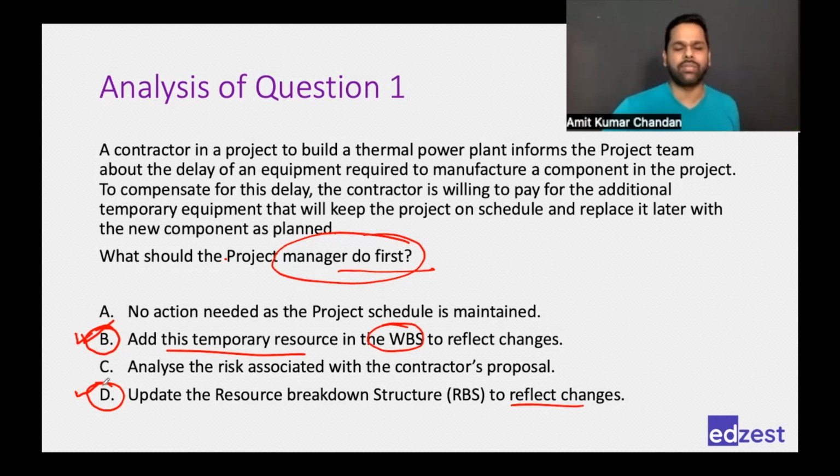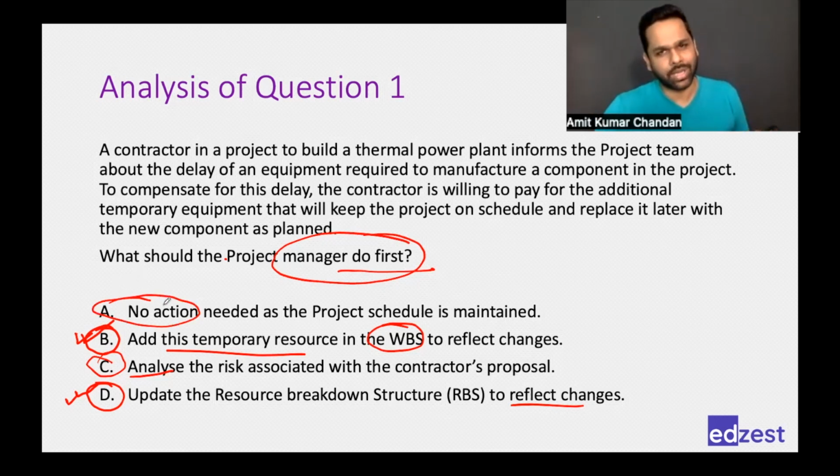Okay, we should add it. We are taking some action, right? But C is talking about analysis. Okay. So analysis before action is very important. A is talking about no action. It is very rare in project management that you will not be taking any action about anything.